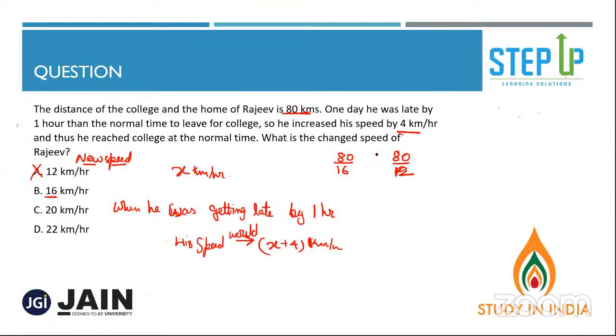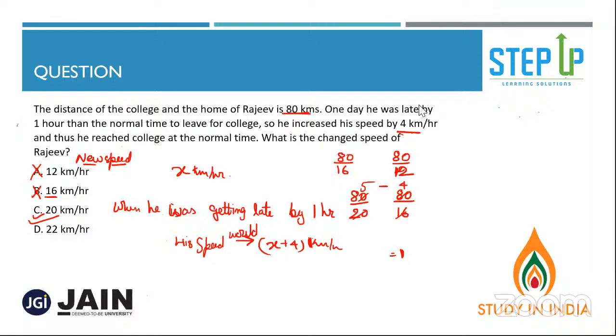Right? So 80 by 12 is again not divisible. So I'll remove this option also. Now, if I take 80 by 20, good number, I'll get good number. And if I take 80 by 16, I'll get good number. Wonderful. So this is 5 and this is 4. And the difference also I got 1. That's my answer.